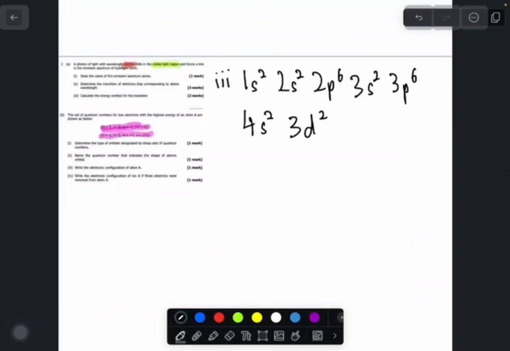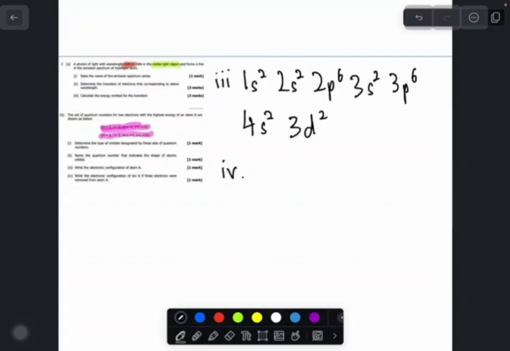So moving on to the last question. Write the electronic configuration of ion A if 3 electrons were removed from atom A. This is a bit of a tricky question. Even though it's 1 mark, you have to read and understand the concept properly to actually answer it. Just looking at this, 3 electrons removed, you might just remove 2 electrons, then remove 1 electron, so it's going to be until 4s1.